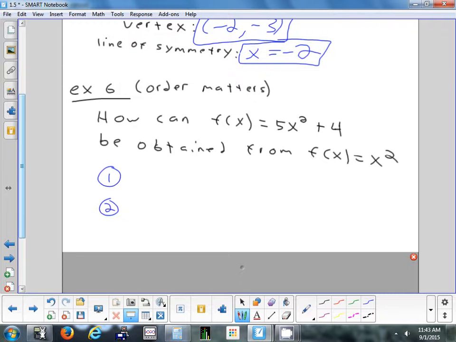Madison, what do you think? The 5, yeah. We're going to deal with the 5 first. Anybody tell me, what's that 5 going to do? By how much? 5. Yeah, it's going to do a vertical stretch by a factor of 5. Okay, so that's the first thing.